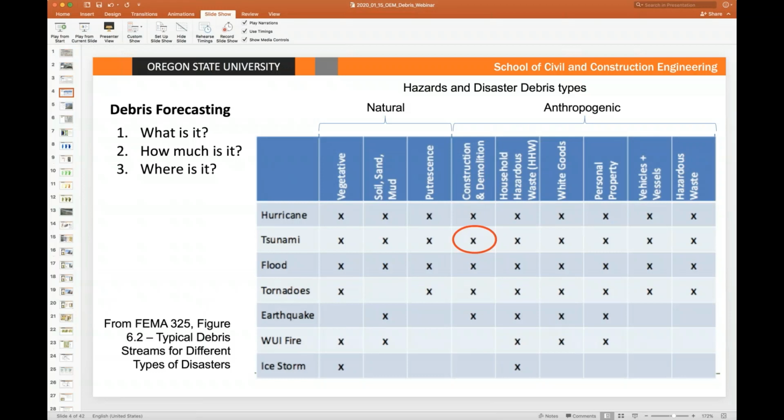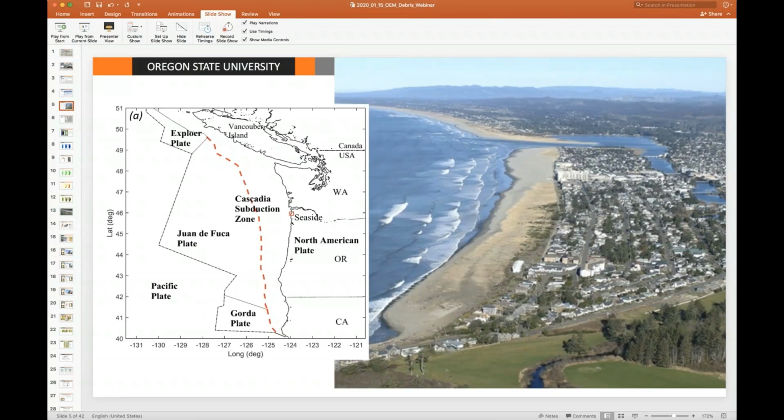Today, I'm just going to talk about what's circled there, the construction demolition debris. So these would be components of buildings, and only from the tsunami. This is the really, really big one. This is the Cascadia Subduction Zone on the left, going from Northern California up to Vancouver Island, British Columbia. And then on the right-hand side is the city of Seaside, which we've been using for about 10 years now as a specific site where we can think about some of these concepts, and again, very interesting and important for us because of the exposure to the Cascadia Subduction Zone.